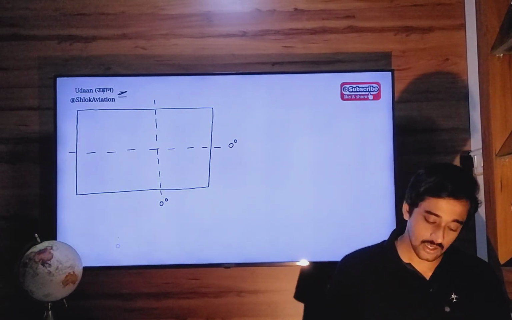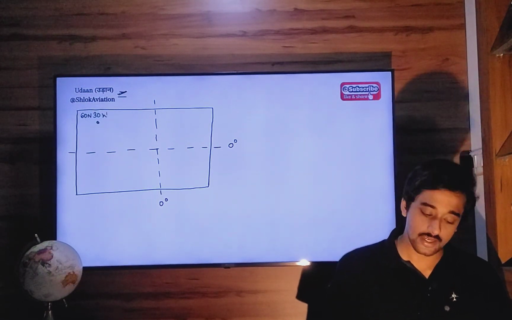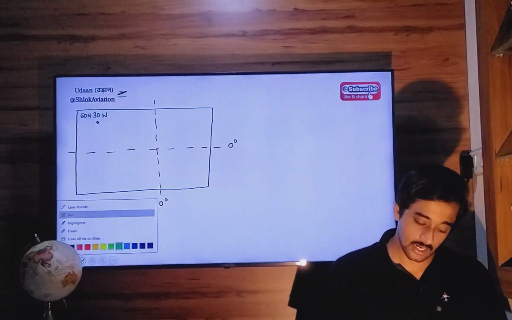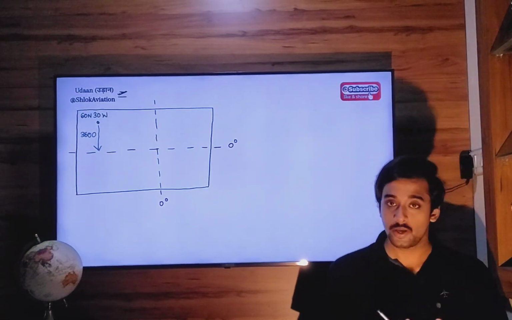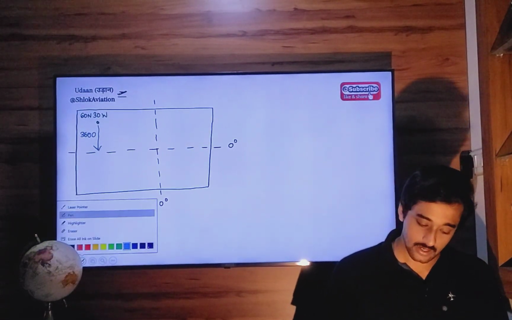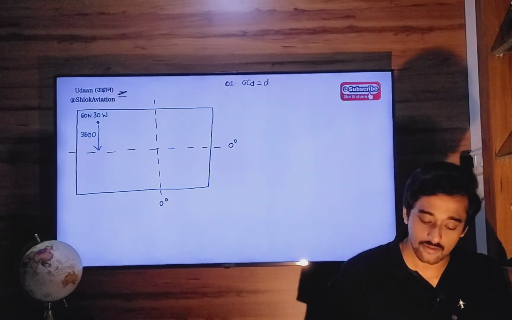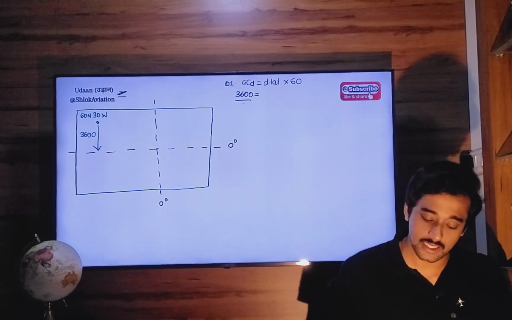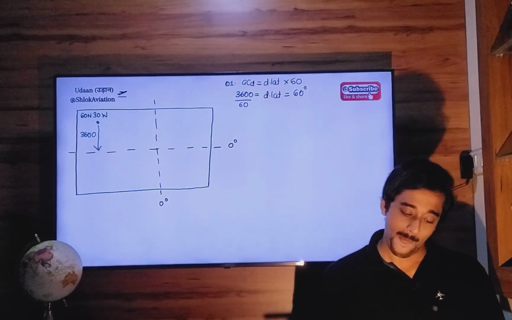Initial position is 60 north, 30 west. From here, you travel south for 3,600 nautical miles. So what will be your destination? Great circle track. Great circle distance is d lat into 60. So 3,600 miles divided by 60 is equal to d lat. So that is equal to 60 degrees.